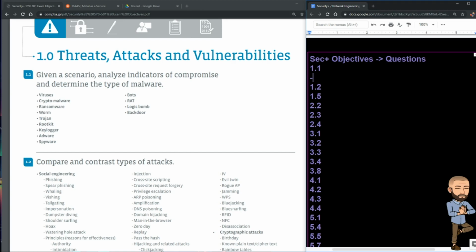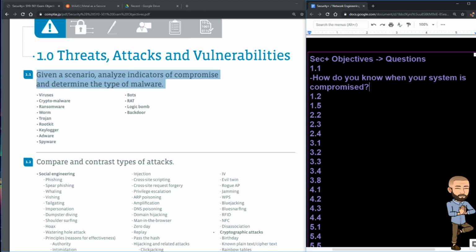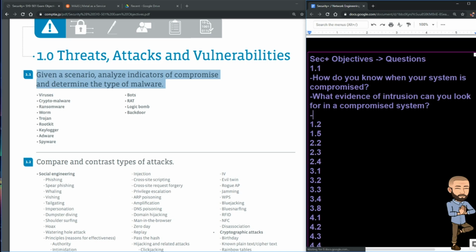So here we go. The first standard, which is 1.1. Given a scenario, analyze indicators of compromise and determine the type of malware. So that's kind of a two-parter there. Maybe a question is, how do you know when your system is compromised? What is an indicator, right? Maybe what evidence of intrusion can you look for in a compromised system?